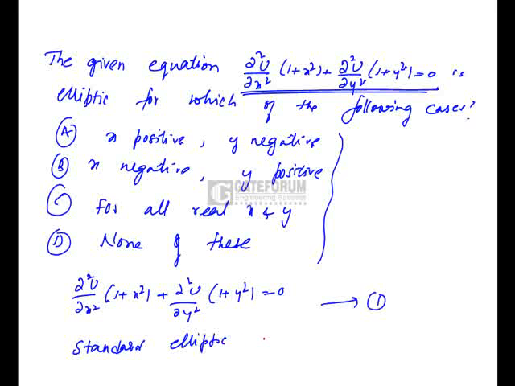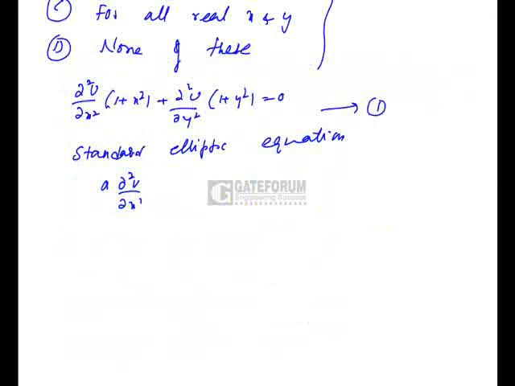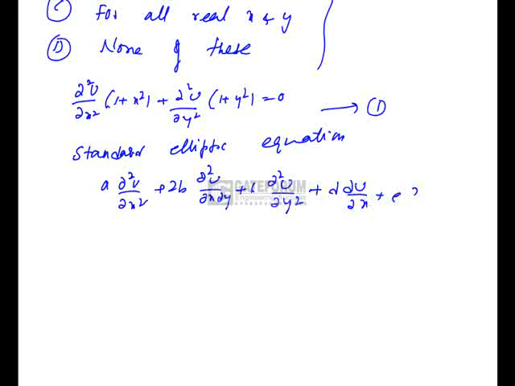The standard form of the elliptic equation is a times dou square u by dou x square plus 2b times dou square u by dou x dou y plus c times dou square u by dou y square plus d times dou u by dou x plus e times dou u by dou y plus some constant f equals 0. Now if we compare equation 1 with equation 2, we get the values of b as 0, a as 1 plus x square, and c as 1 plus y square.